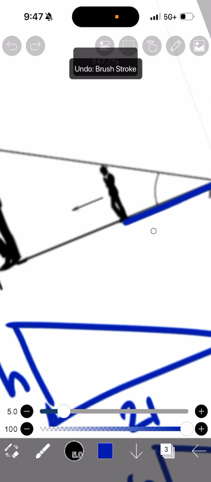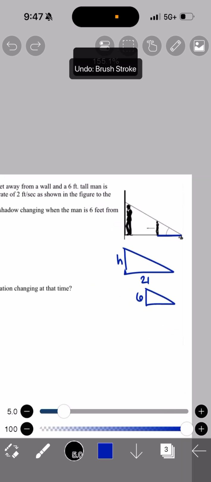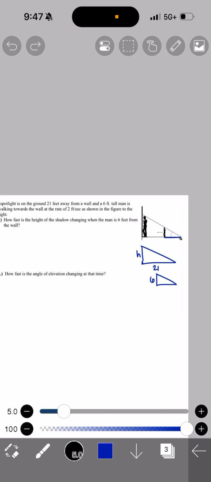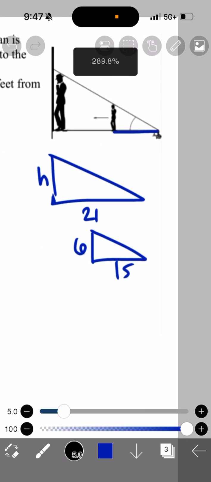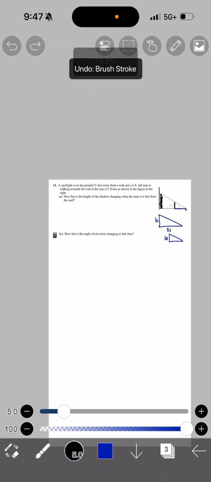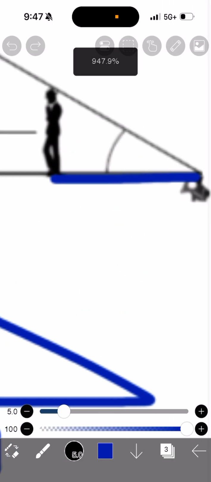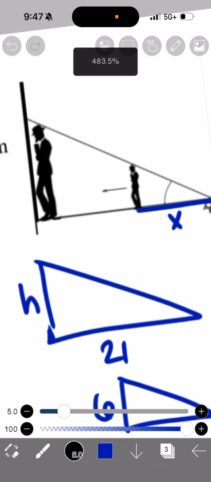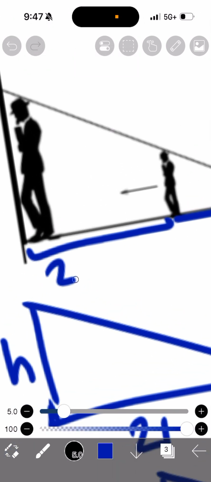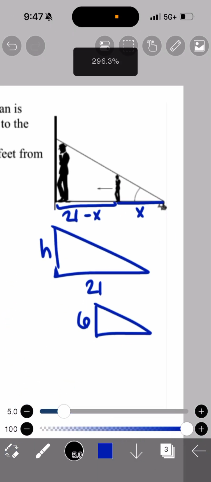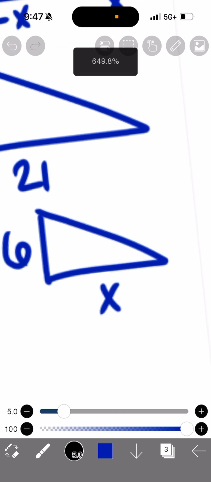But this is changing as he's walking. It's not a constant. Like how we wouldn't want to just plug in a radius that we could get in a cone problem, we don't want to just put in 15 here, because we want it to be changing and not a constant. I'm going to label this x, and then this 21 minus x, but it doesn't matter. So I'm going to call this x.